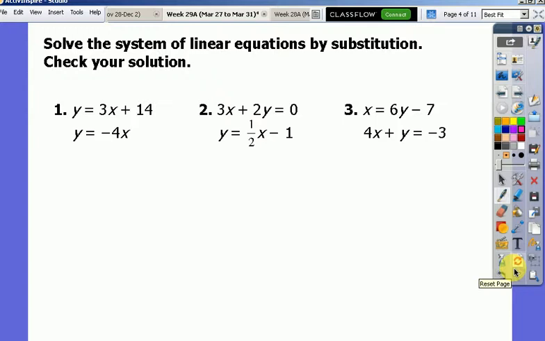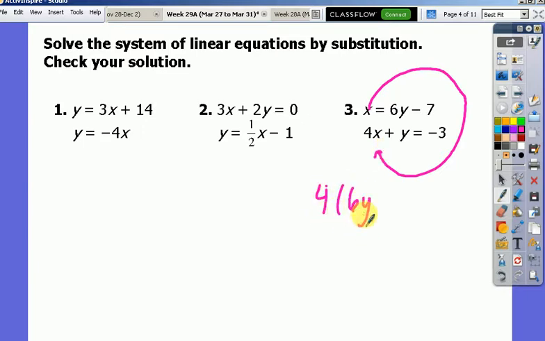Okay, so I said, what am I going to substitute, and where am I going to substitute it? We're going to substitute the x for the y. I'm substituting what x? The x here or the x here? The first one or second? Oh, second. First one. The first one into where? The x. So in the second equation. Right? Okay, so 4 times 6y minus 7 plus y equals negative 3.